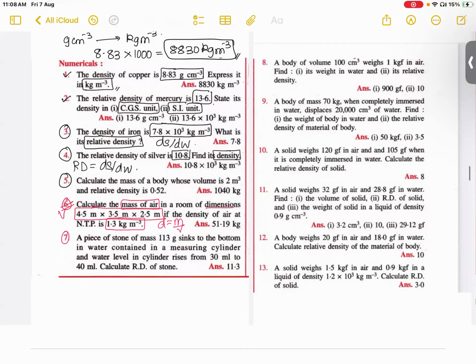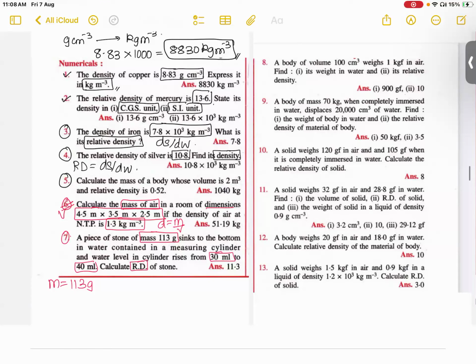Let's take seventh one. The mass of stone is 113. So I will make a note here. Mass is 113 grams. It is put in a measuring cylinder whose level is 30 ml and 40 ml. So V1 is 30, guys. V2 is 40. I'm supposed to calculate RD.